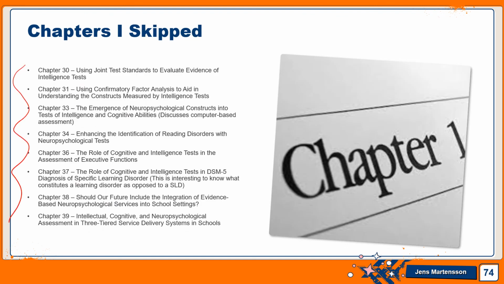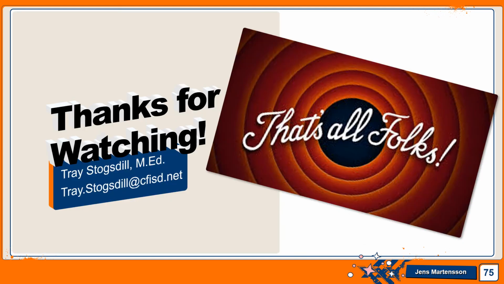So these are just some of the chapters that I skipped. A lot of these are more for like psychologists, but there's executive functioning there. There's the DSM-5 there, the 3-tiered system and all that. You're welcome to look at those. I really didn't read a whole lot about some of these things, just because there were other chapters that were more interesting. All right, so we've come to the end of this.